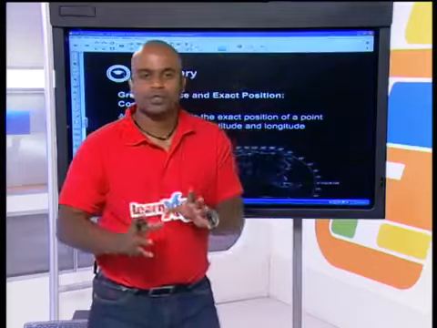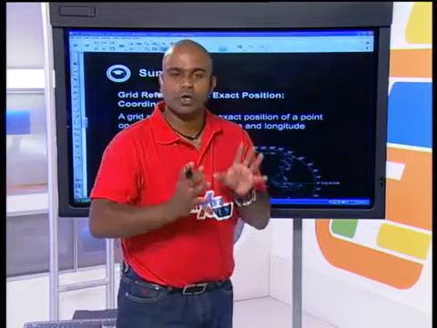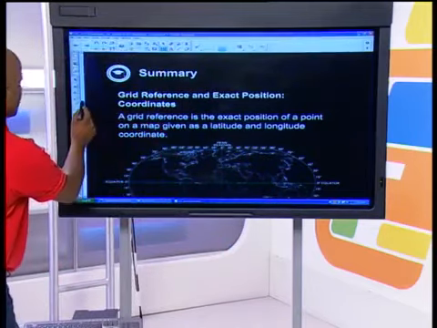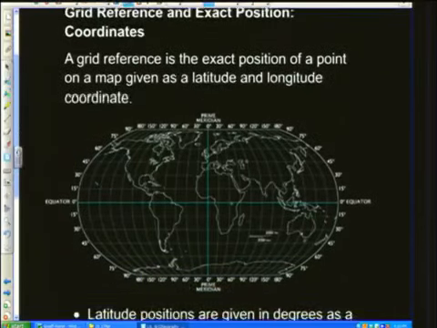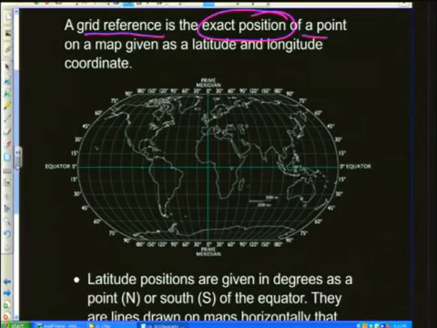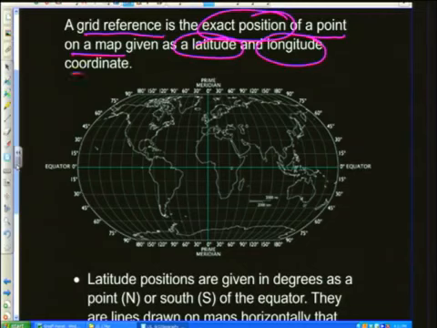So, going back to what we've just discussed, let's look at a projection of the globe. Now, in grade 10, you've already understood the following. What we have here is a map that has been projected from the globe. Let's look at grid reference and a definition. A grid reference is the exact position of a point on a map given as a latitude or longitude coordinate.